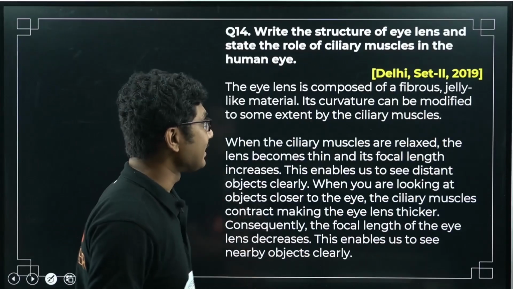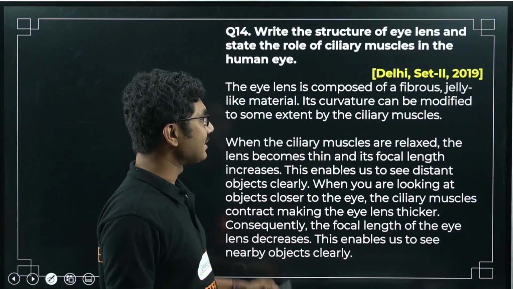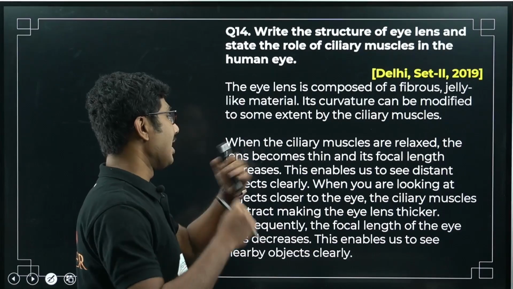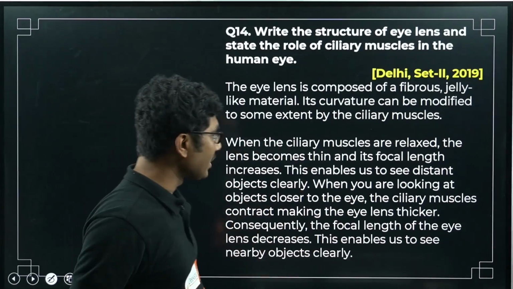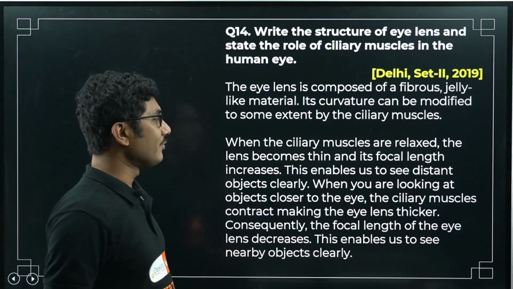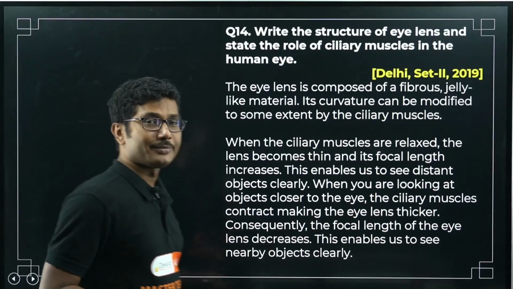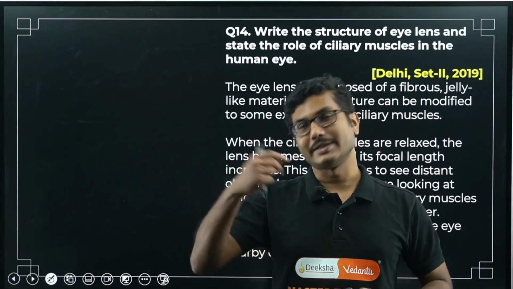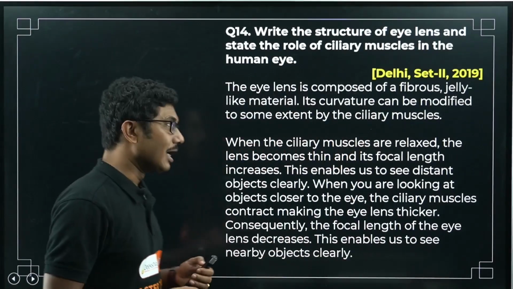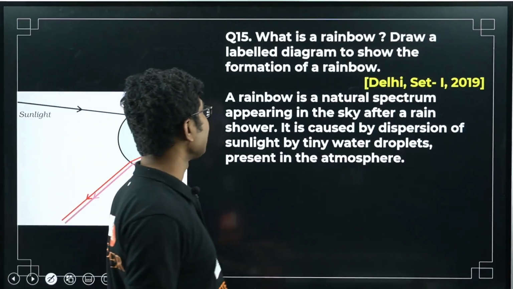When the ciliary muscles are relaxed, the lens becomes thin and the focal length increases. This enables us to see distant objects clearly. When you are looking at objects closer to the eye, the ciliary muscles contract, making the eye lens thicker. Consequently, the focal length of the eye lens decreases. This enables us to see the nearby objects clearly. So this is how you can see distant and close objects clearly using the ciliary muscle. Okay, now let's look into the next question.